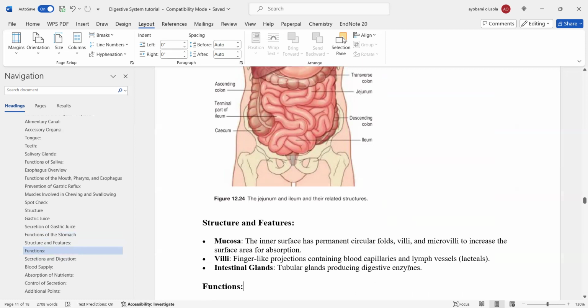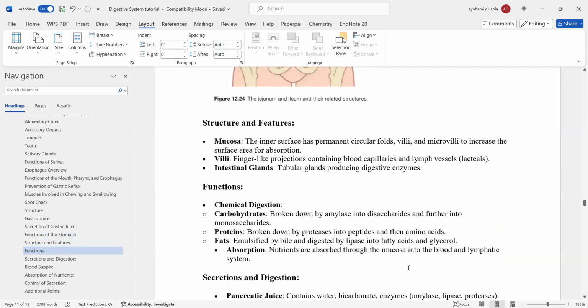So let's see the structures and features of the small intestine. Now, the inner surface of the small intestine has the villi and microvilli. These are finger-like, and what they do is to increase the surface area for absorption. So majorly, absorption takes place in the small intestine. Now the villi have finger-like projections containing blood capillaries and lymph vessels. These lymph vessels in the villi of the small intestine are called lacteals.